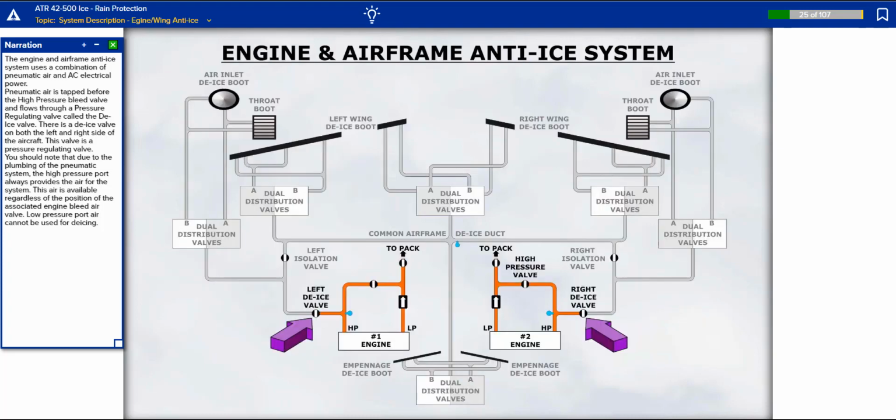The engine and airframe anti-ice system uses a combination of pneumatic air and AC electrical power. Pneumatic air is tapped before the high-pressure bleed valve and flows through a pressure-regulating valve called the de-ice valve. There is a de-ice valve on both the left and right side of the aircraft. This valve is a pressure-regulating valve. You should note that due to the plumbing of the pneumatic system, the high-pressure port always provides the air for the system. This air is available regardless of the position of the associated engine bleed air valve. Low-pressure port air cannot be used for de-icing.